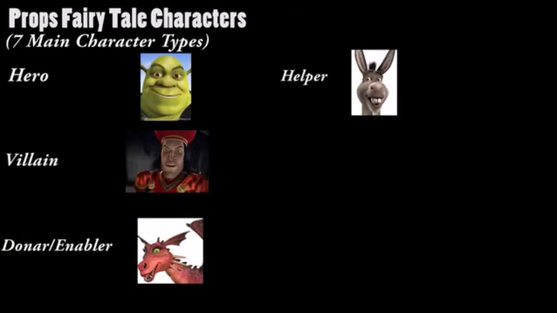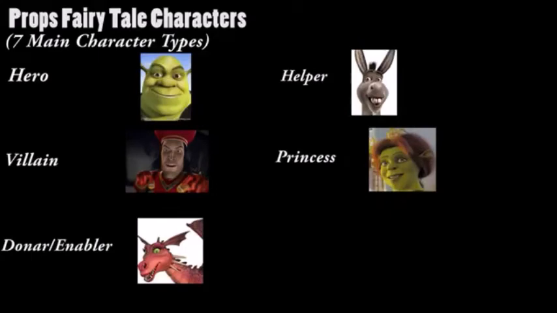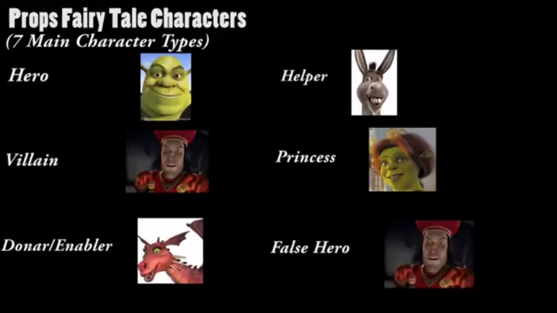Then the donor, and in this scenario it's not a human, but a magical dragon, who helps to stop the wedding of Fiona and Lord Farquaad. This is because Shrek realises he loves Fiona and that she is turning into an ogre too. Donkey is the helper, Fiona is the princess, and Lord Farquaad is also the false hero. This is because he earned the princess even though he got Shrek to complete the task for him.